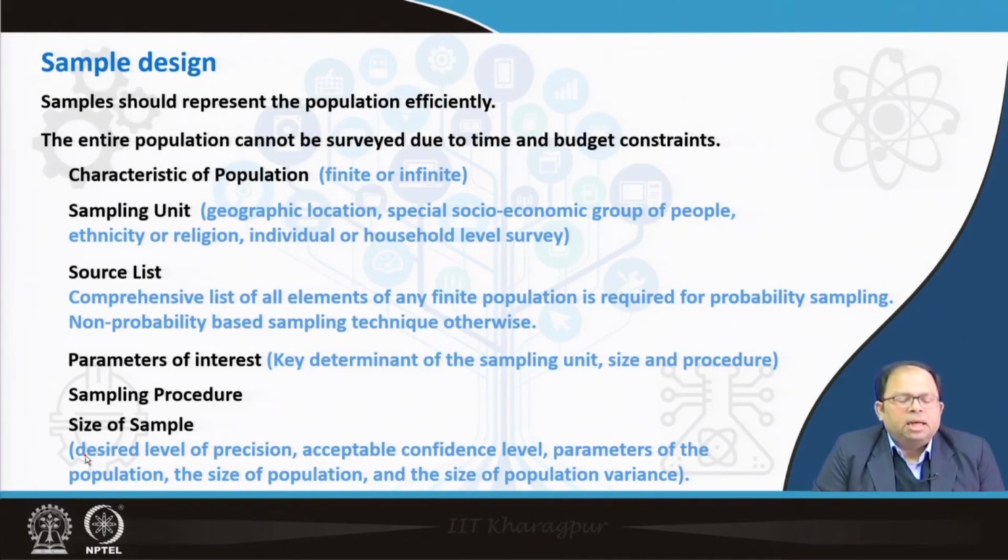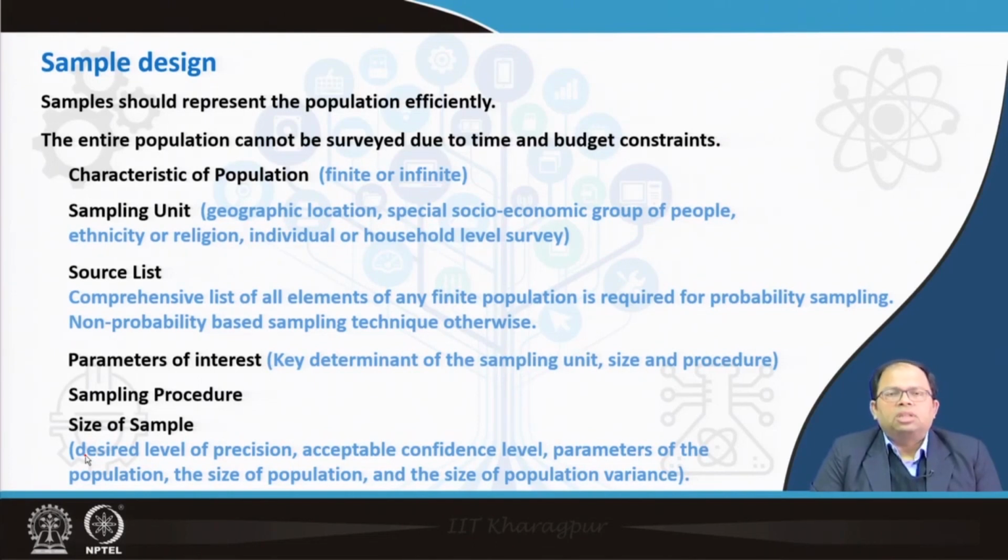And then we need to also understand the sampling unit. For example, the geographical location, the socioeconomic group of people in whom we are interested, ethnicity or religion, or it could be an individual or household level. So depending on the unit of survey, what we are surveying, and what our final goal is, based on that we determine the appropriate sampling unit.